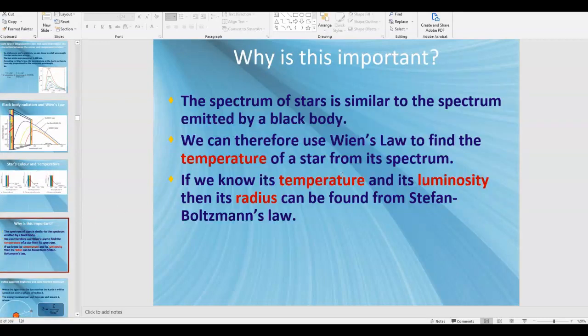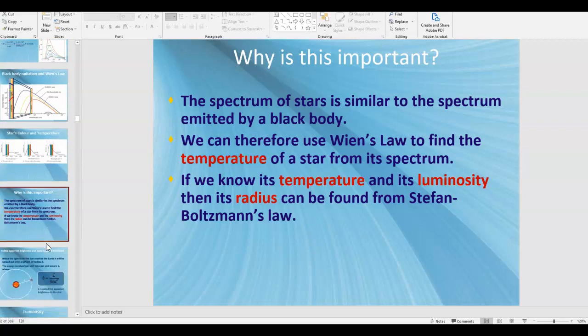Okay, so that's one piece of information we can determine from what's called the spectrum of a star. We can use Wien's law to determine the temperature from its spectrum. And then if we know the temperature and we also know the luminosity, which we can measure, as we'll talk about, then we can also find the radius of the star from the Stefan-Boltzmann law. Because remember, the Stefan-Boltzmann law has that 4 pi r squared in it. And so if we can determine L and we can determine T, then we can also find the radius of a star.